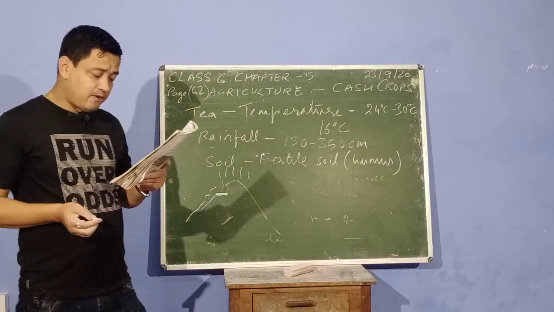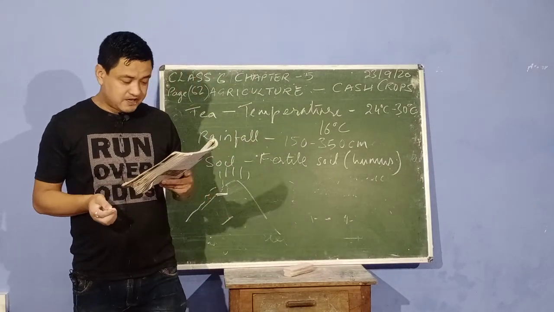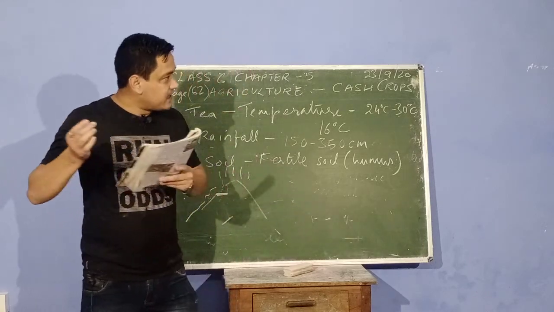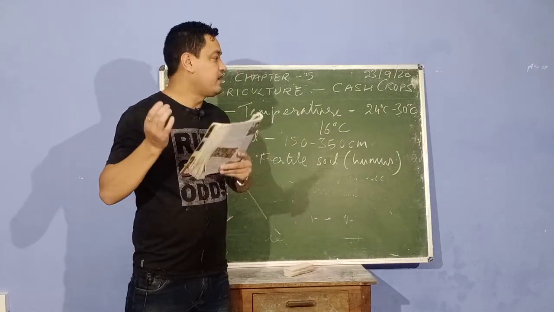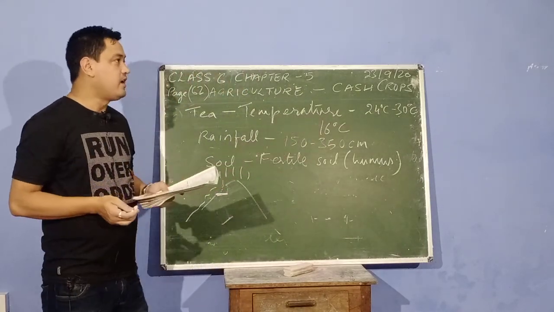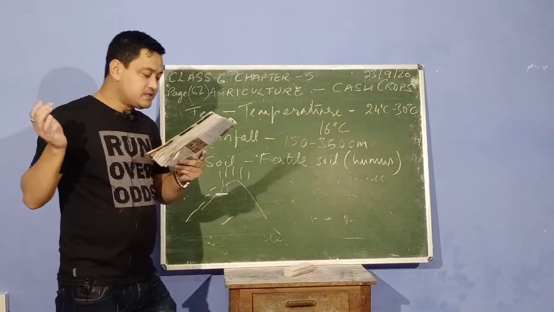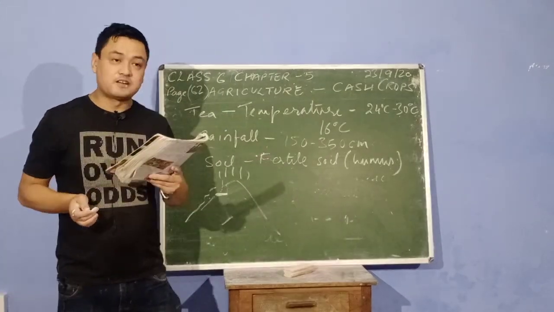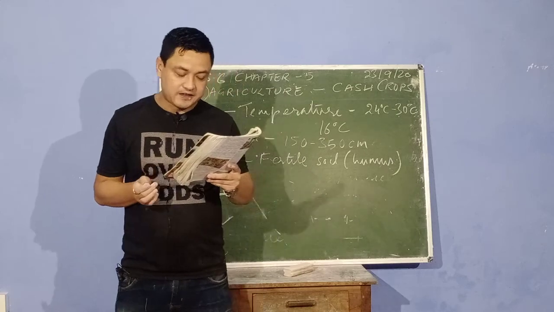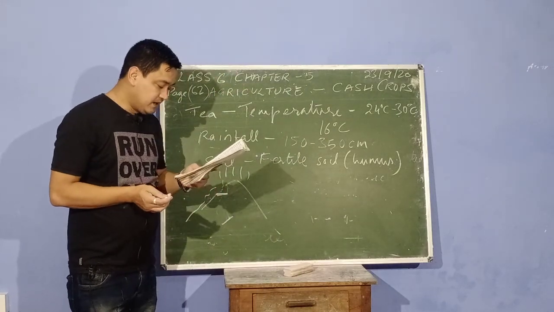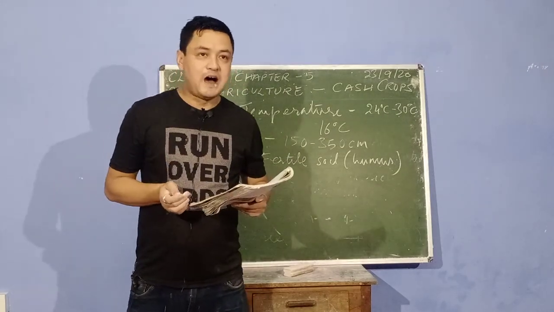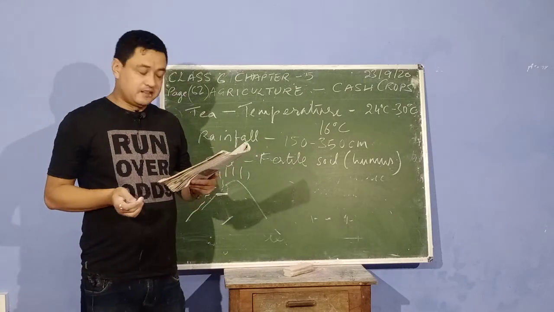Tea picking requires plenty of labor because we have to send the tea leaves to the factory and go through various processing like withering, crushing, fermentation, drying, and also sorting of the leaves, which is generally done by women as well as men in the factories.